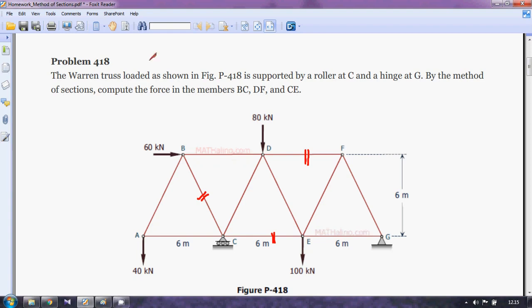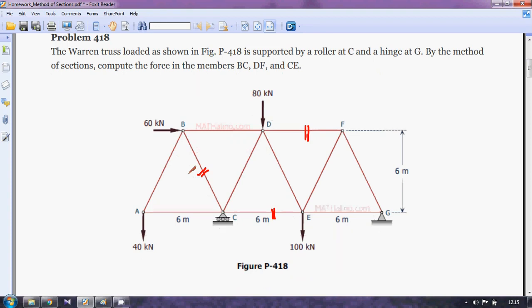For example, in this problem it is a very bad idea to use method of joints, because, as we will see later on, in method of joints you have to take out all of the joints and determine the member forces consecutively. But in method of sections, you don't need to take out the joints, you take the sections, and you use the sections where the forces are asked to be determined. Clear?